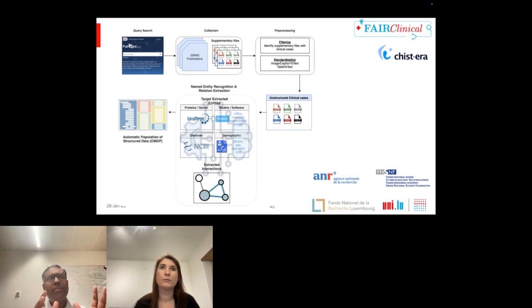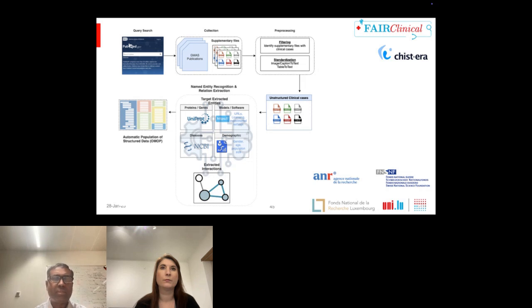The idea here is we start with case reports, for example from PubMed, because that's easy to work with to build the pipeline. But later the goal is to take this pipeline and apply it to unstructured EHR data. So currently we are working with the supplementary files and case reports, clinical cases from already published data.